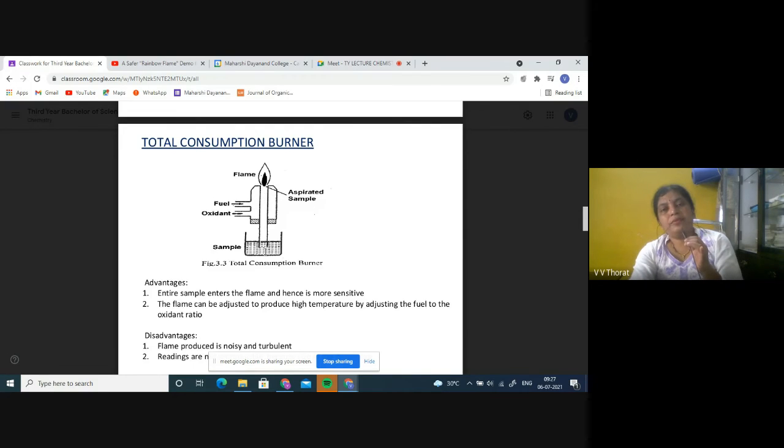So the sample is sucked into the flame through the center tube. The nebulizer attached at the base of the flame will convert it into a fine spray. And then the fuel, that is hydrogen, will enter from one side tube and oxygen will enter through the second tube. This is the fuel which will produce the flame, whereas oxygen is like your matchbox, right? So this is a total consumption burner.